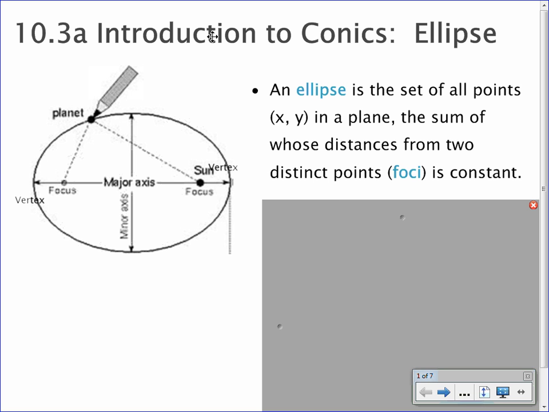So here's our geometric property. An ellipse is a set of points in a plane where the sum of whose distances from two distinct points is constant.